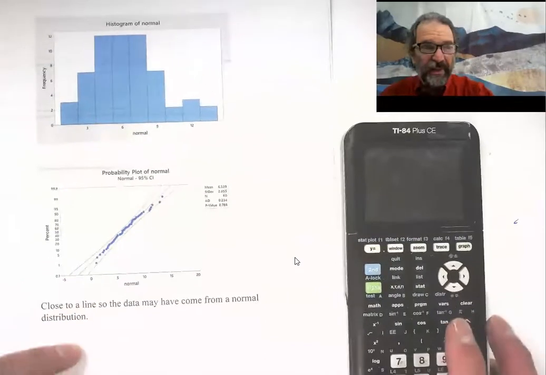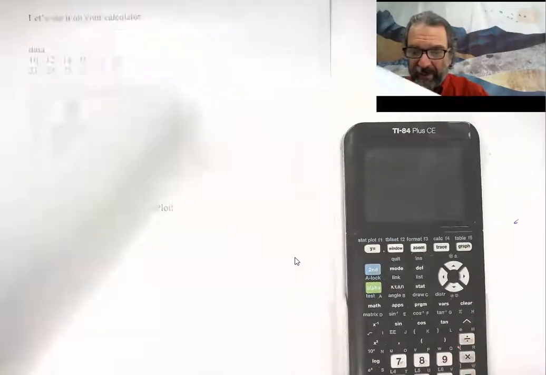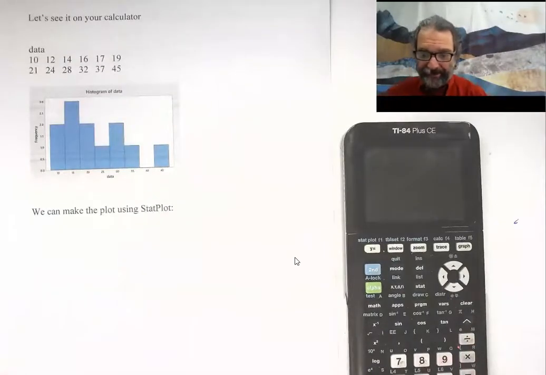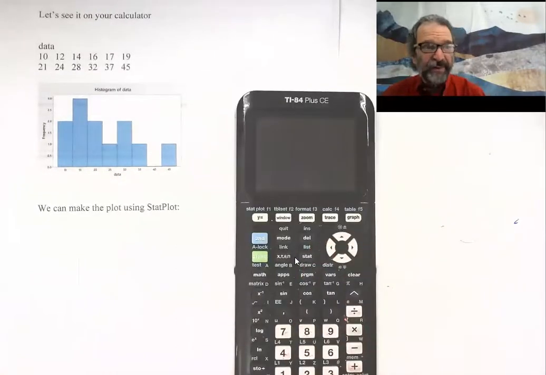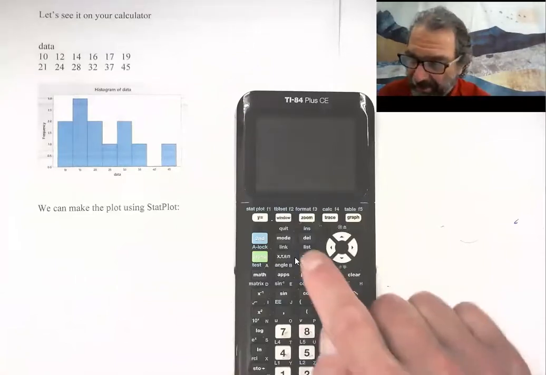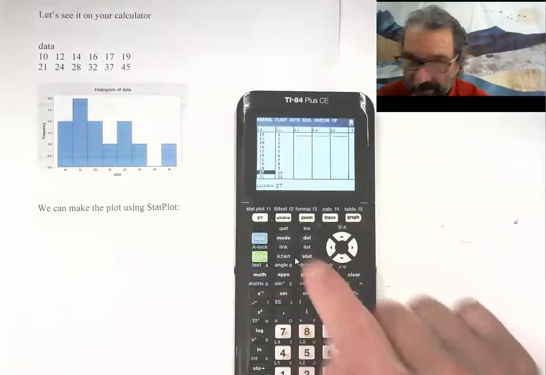We're looking for that straight line if it's normal. So here's some data. And as long as we have data, I thought we might look at some graphs we can do with those data. So here we go. I've, in theory, added these data points into my calculator. So stat, edit first, stat, there it is.